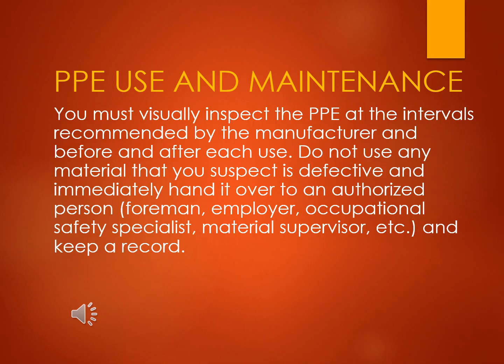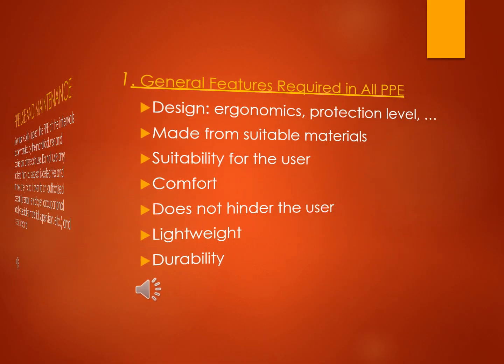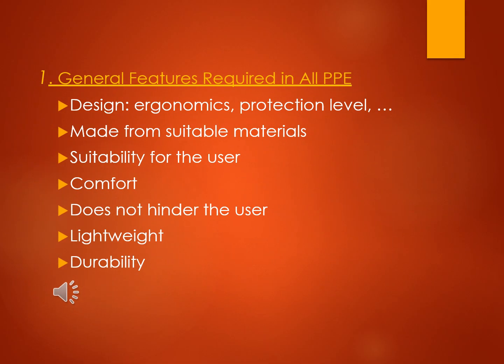You must visually inspect the PPE at the intervals recommended by the manufacturer and before and after each use. Do not use any material that you suspect is defective and immediately hand it over to an authorized person like the foreman, employer, occupational safety specialist, or materials supervisor, and keep a record. There are general features that are required in all PPE, such as ergonomics and protection level. We expect it to be made from suitable materials and suitable for the user.